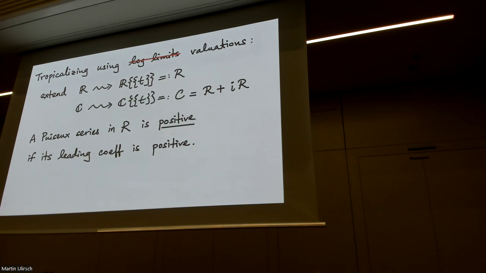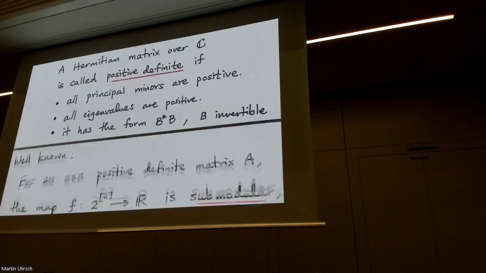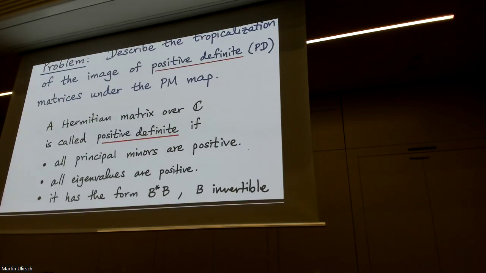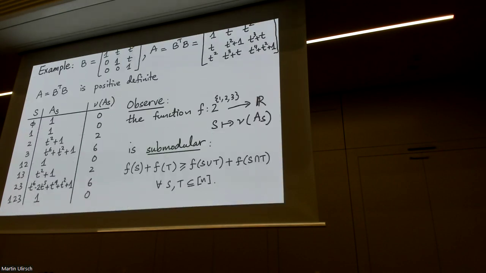The intuition is that I'm thinking of this t as really, really large. When t is really large, the only thing that matters is the leading term. If the leading term is positive, then the series is going to be positive. So it makes sense to talk about positive definite, principal minors being positive, eigenvalues being positive, or being able to factor. All these things make sense over real and complex Puiseux series.